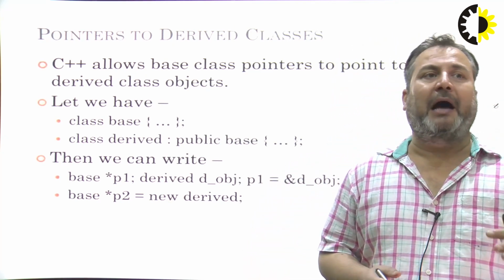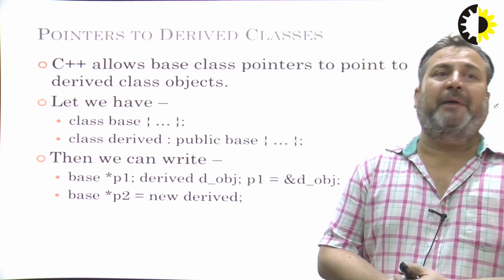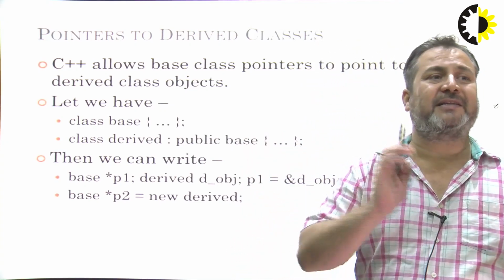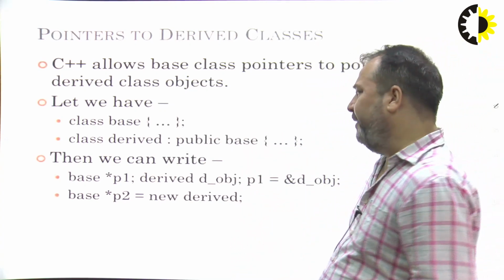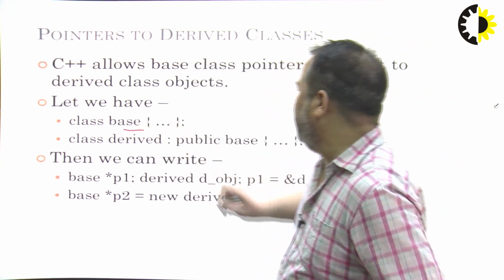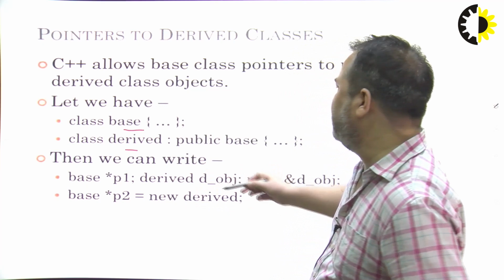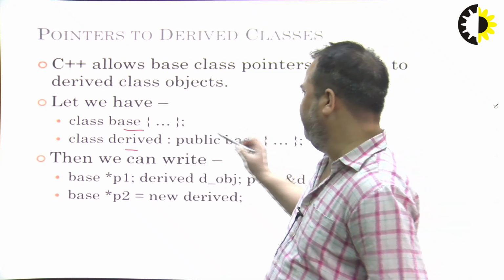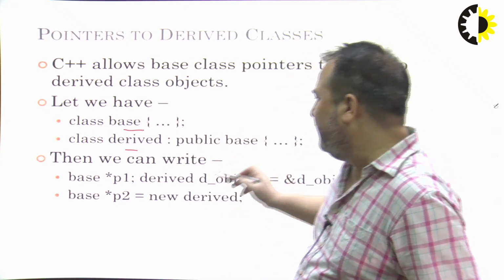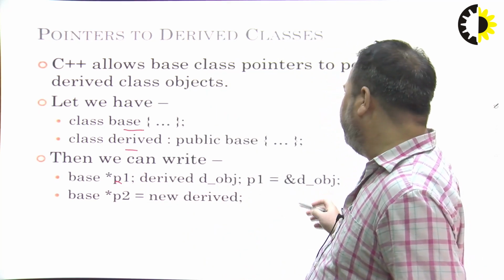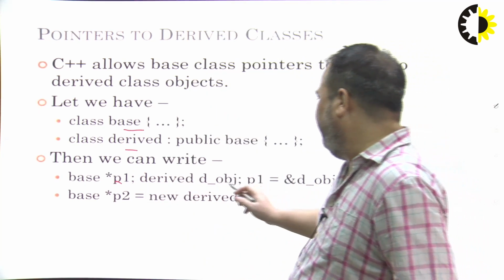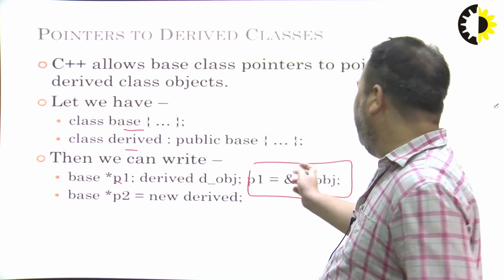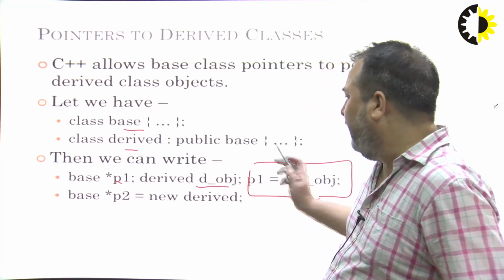So if we make a base class pointer, this base class pointer would have the capability to point to the base class as well as its derived class, but not vice versa, right? For example, here we have a base class and here we have a derived class, which is a single inheritance. This becomes the base class. So if we make the base class pointer, P1, we can write the address of the derived object in P1, but not vice versa.